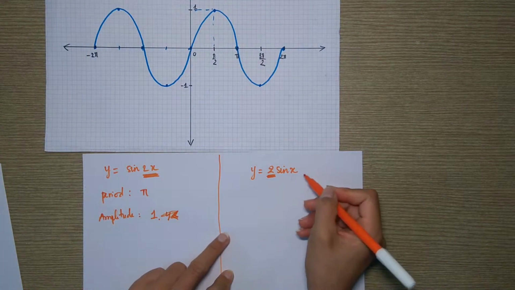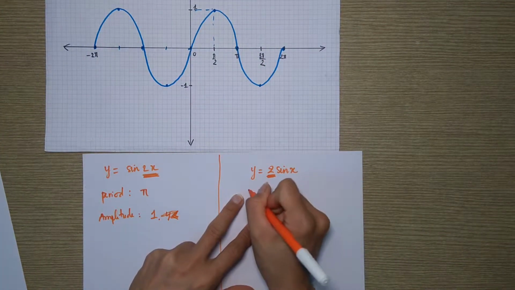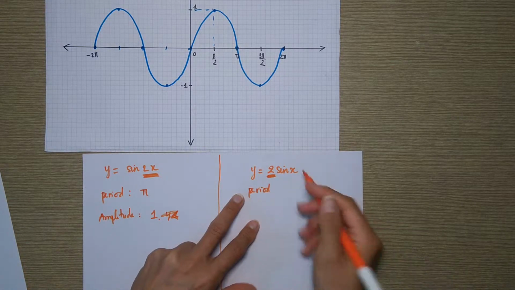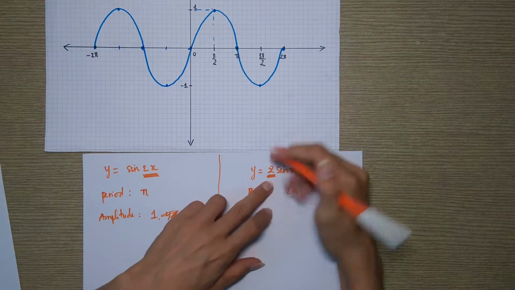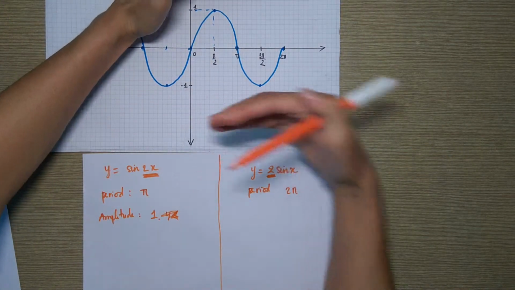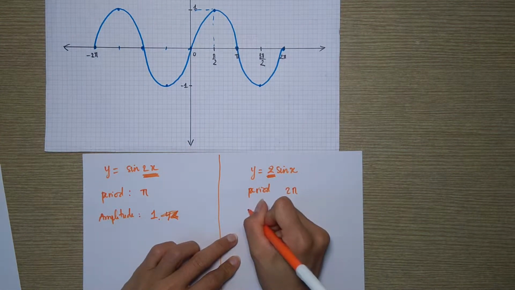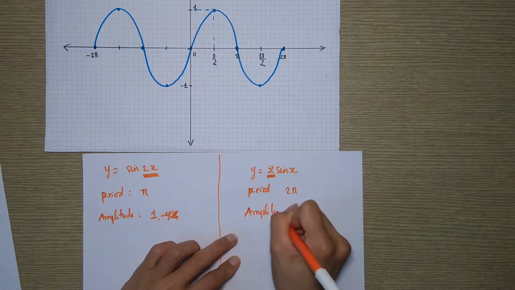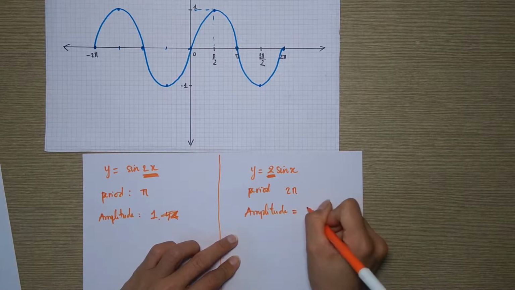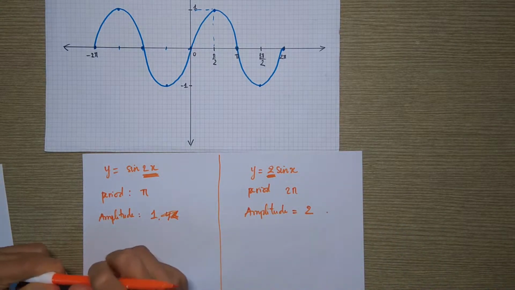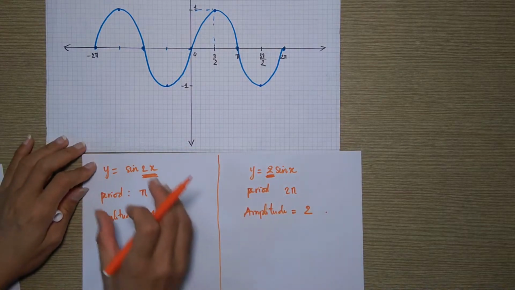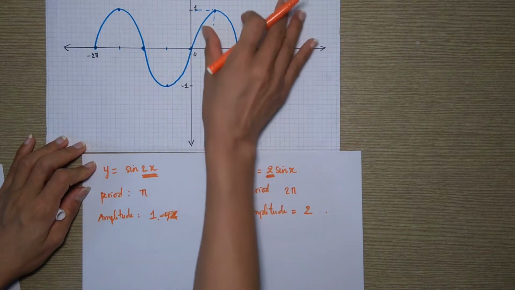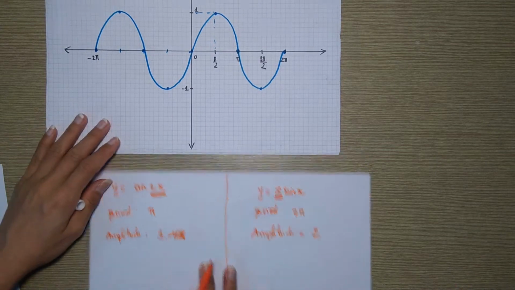And for this function, the period is the same as this one, that is 2 pi. But because it has the vertical stretch, the amplitude will change. You have the amplitude equal to 2. This is the amplitude because it has the stretch. So now I'm going to show you how to sketch this graph from this graph.